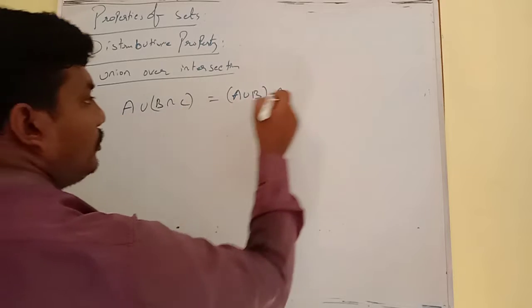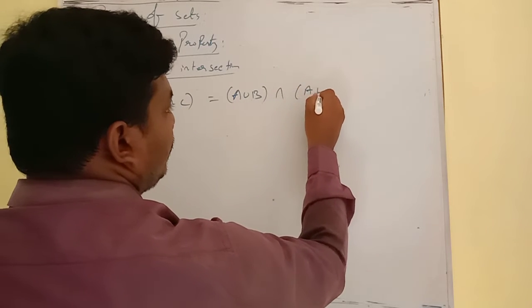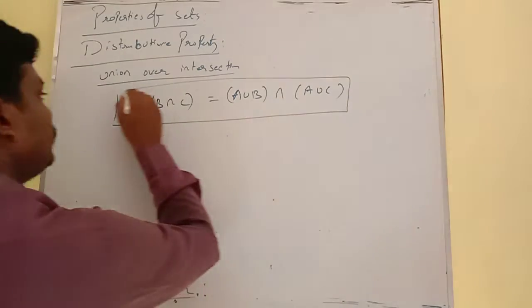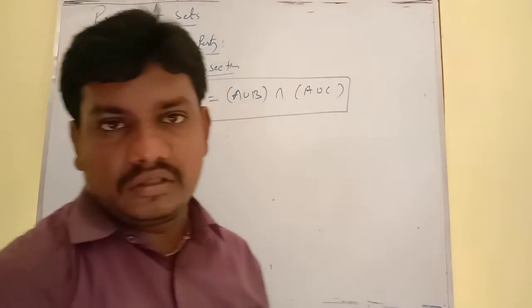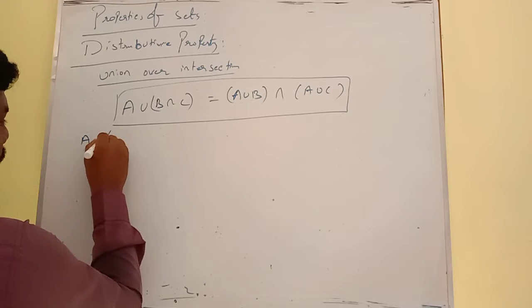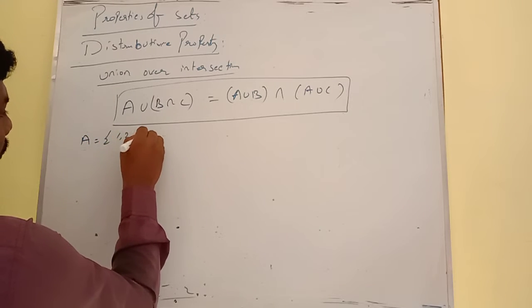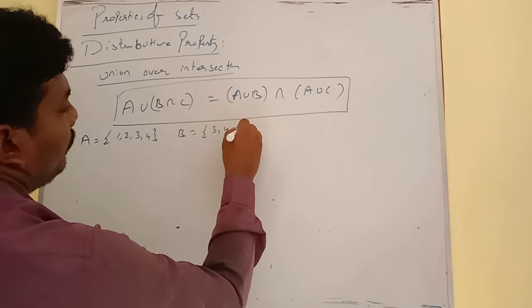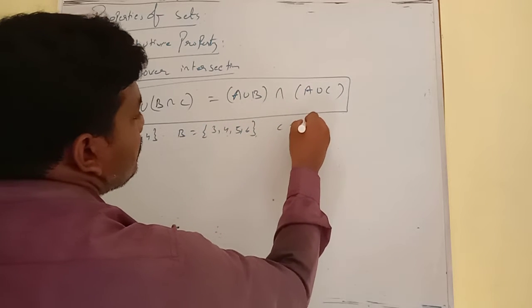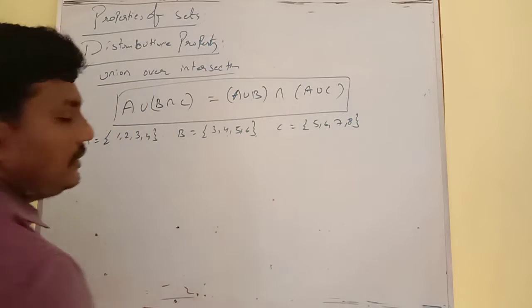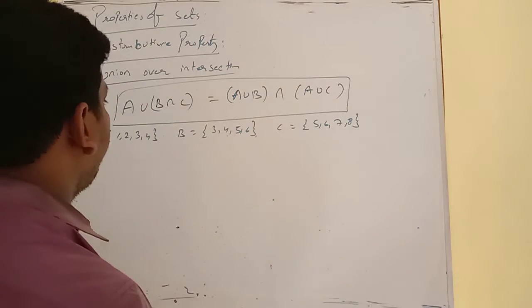So A union is distributed to C, that is A union C. So this is a formula. We have to verify this formula by using examples. Let me consider A equals 1, 2, 3, 4. B equals 3, 4, 5, 6. C equals 5, 6, 7, 8. For example, a better example I am taking like this.